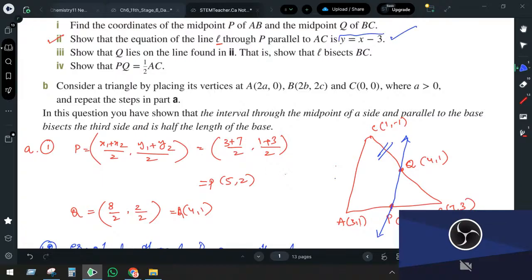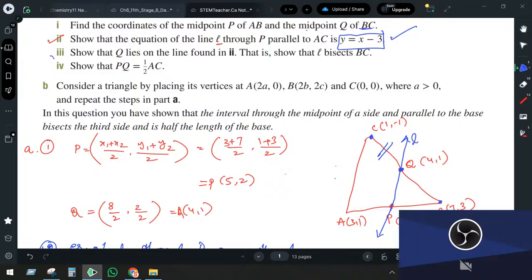We have to show this. Next, show Q lies on the line. Q lies here. That is, show L bisects BC. Show that Q, the midpoint of BC, lies on the line. L bisects BC. Q is the midpoint of BC.